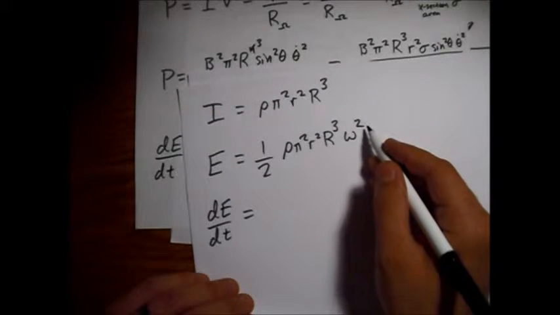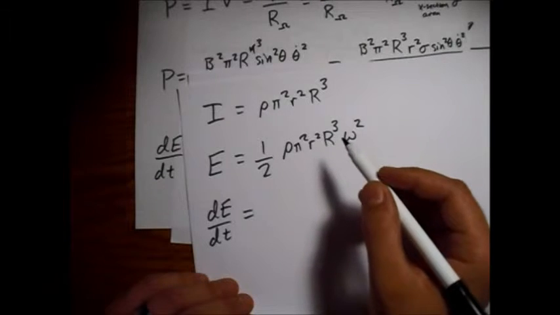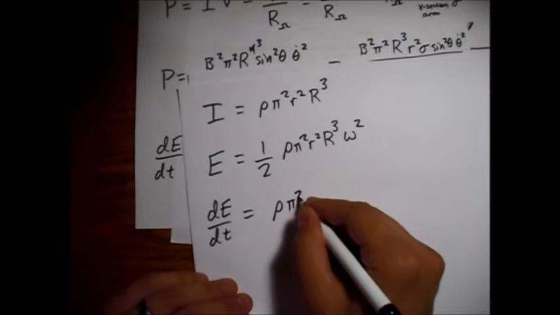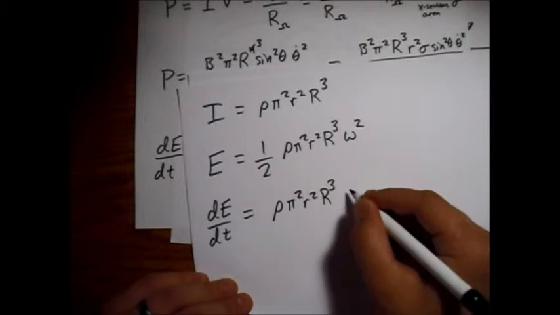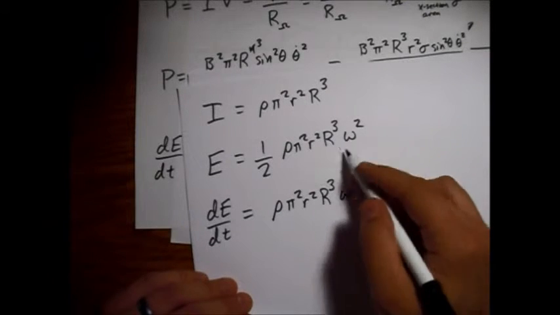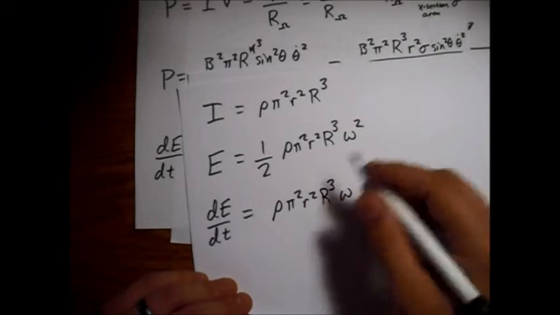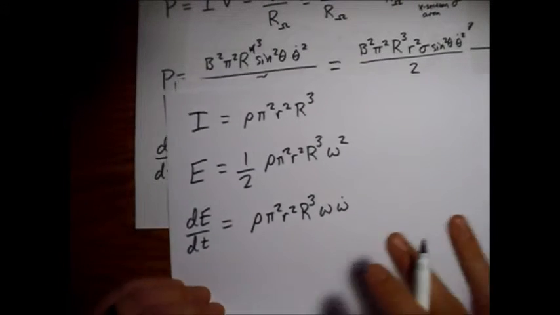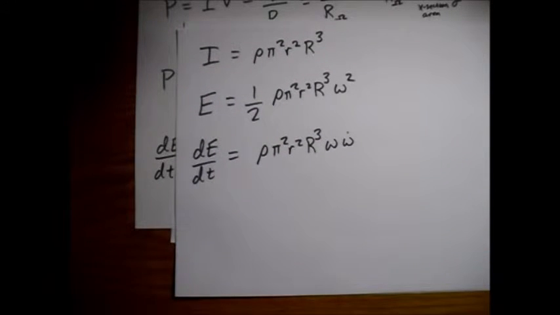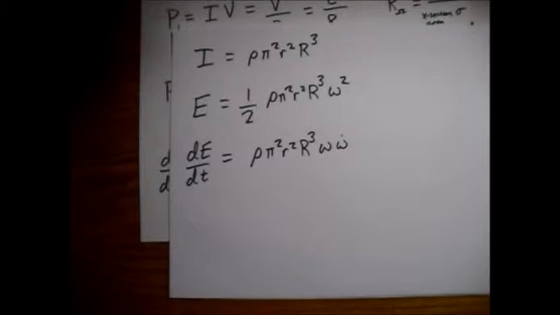Constant. The only thing changing is this omega again. All right, so we have a rho pi squared r cubed omega. I got all that right. Okay, and then using the chain rule, I'll need the omega dot. We'll figure out putting it all in terms of theta versus omega later. All right, let me just check for mistakes real quick. All right, I think we're good to go.